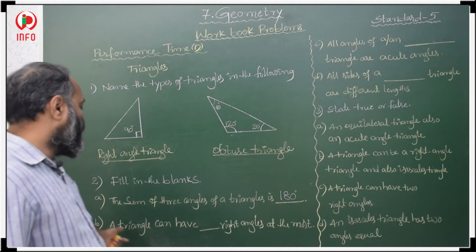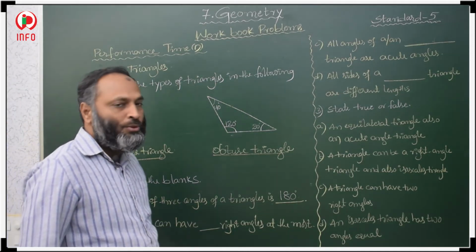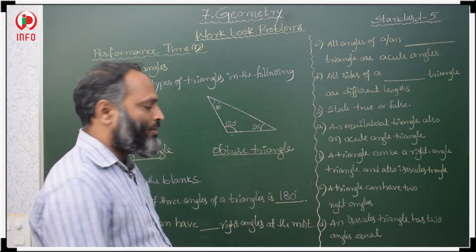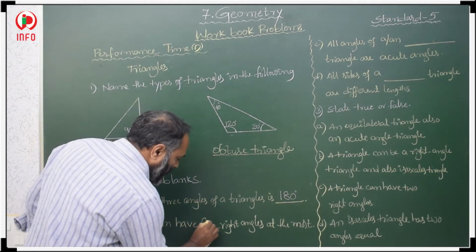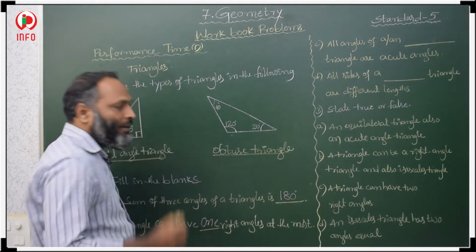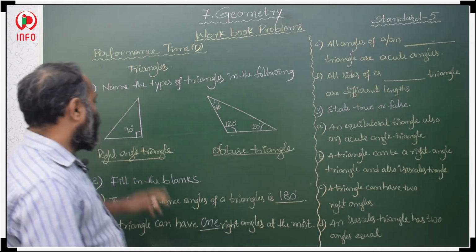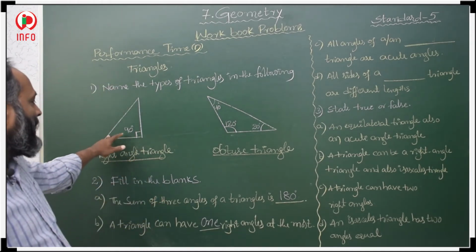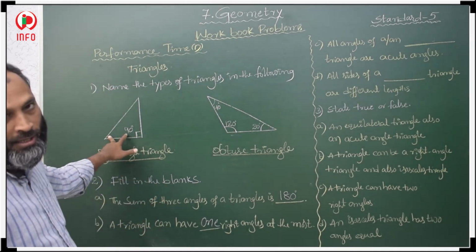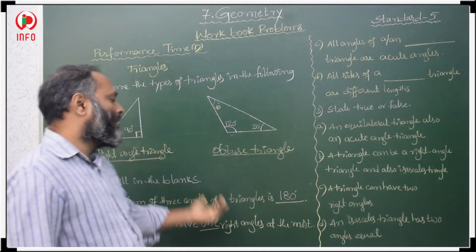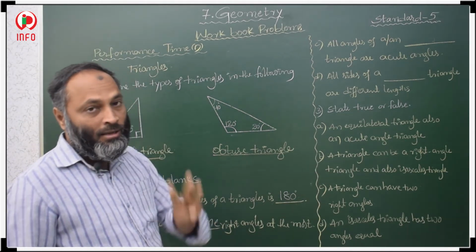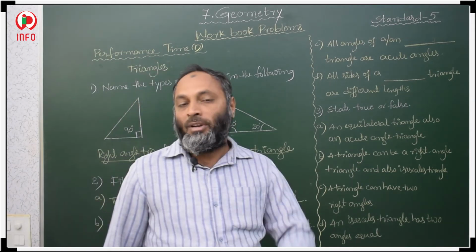Now a triangle can have dash right angles at most. Only one right angle is possible. Why only one right angle is possible? If I take one right angle, 90 here, and one more right angle here, 90 plus 90 is 180. Two angles sum only to 180 degrees, but in a triangle, the sum of three angles is 180 degrees.